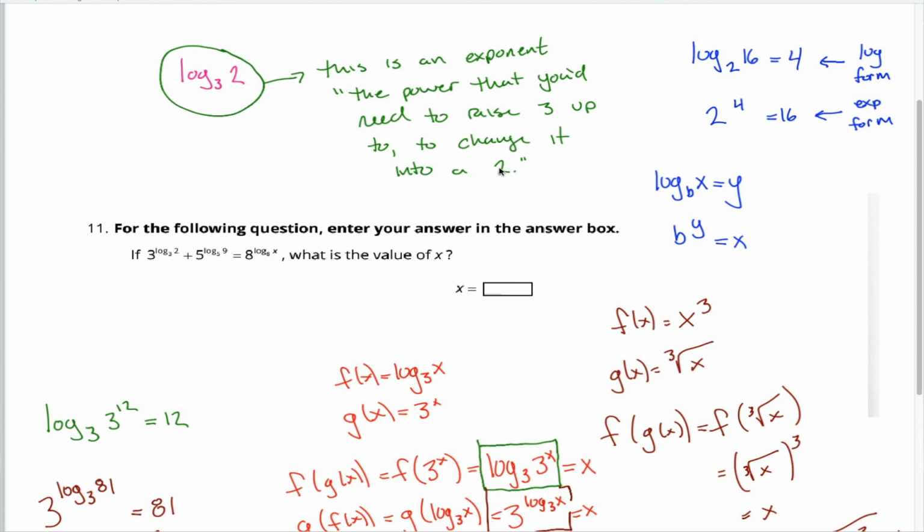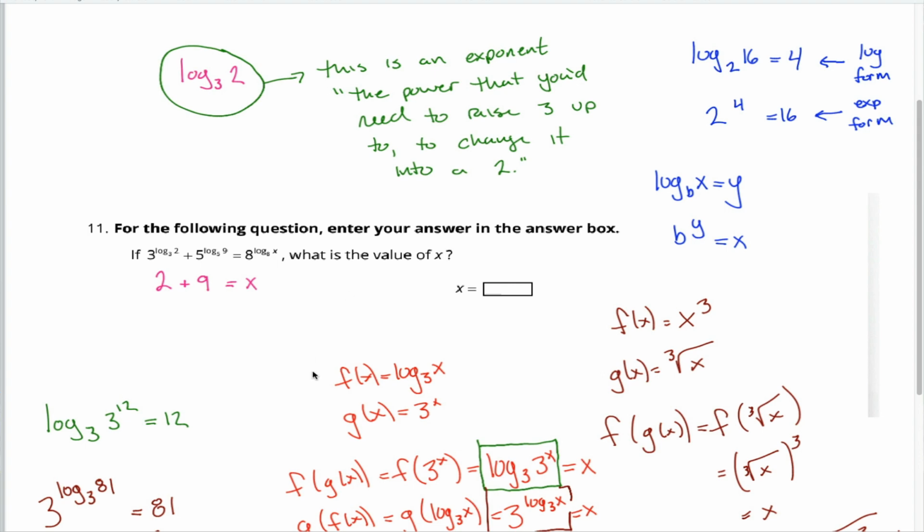But you don't need to know what that is, because what you're doing is you're taking a 3 and you're raising it up to that magical exponent that changes 3's into 2's. So 3 raised up to the log base 3 of 2 is just equal to 2. Similarly, 5 raised up to the log base 5 of 9 is just equal to 9. Similarly, 8 raised up to the log base 8 of x is just equal to x.